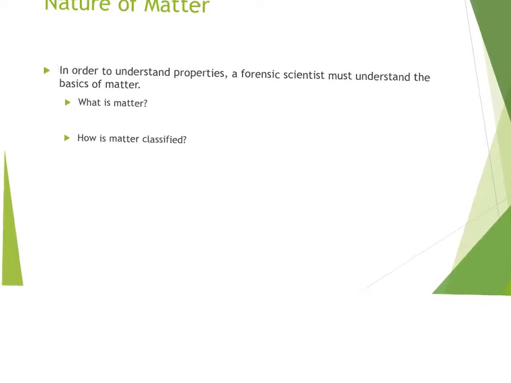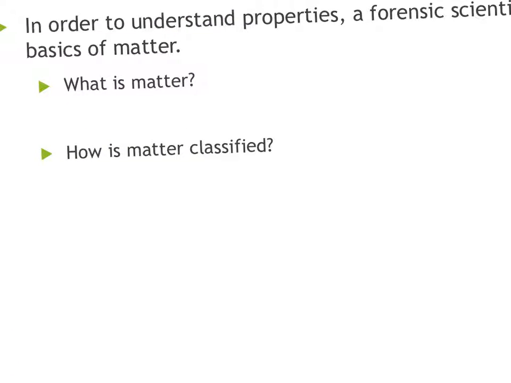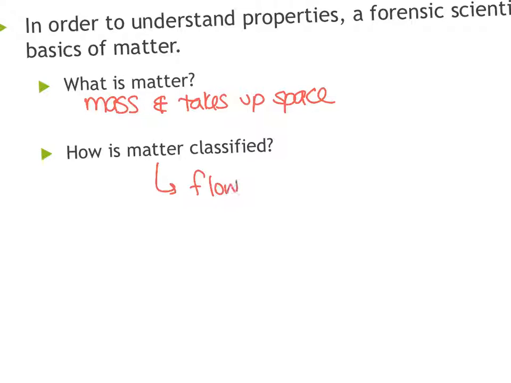Then it goes into a review of, in order to understand the basic properties of matter, forensic scientists must understand the basics of matter. So what is matter? Yep, anything that has mass and takes up space. So mass and takes up space, which is volume. So how is matter classified? Yes. So matter can be classified, remember your flow chart?